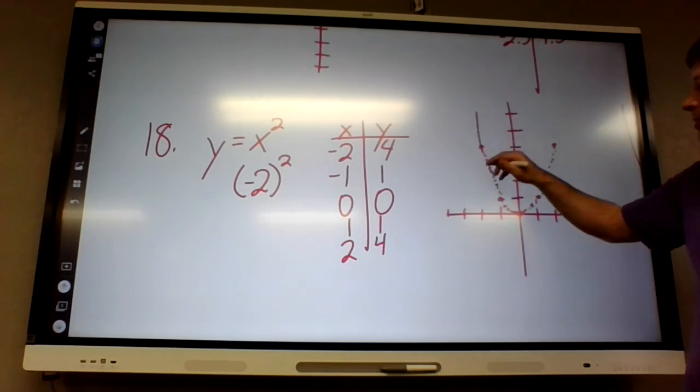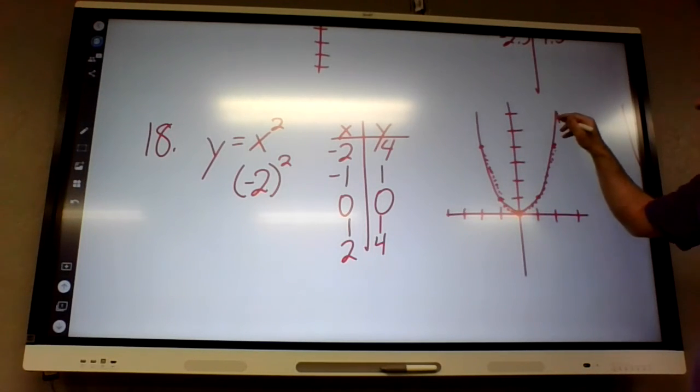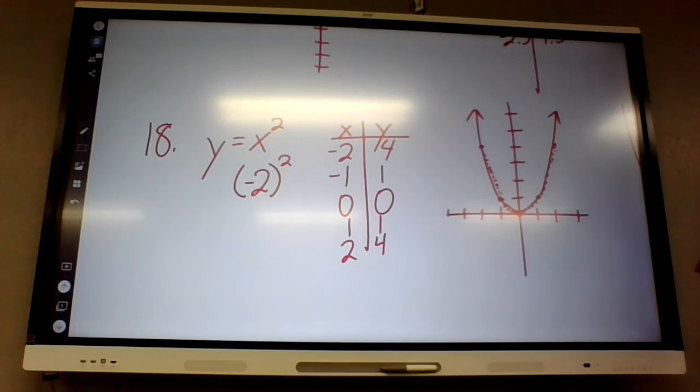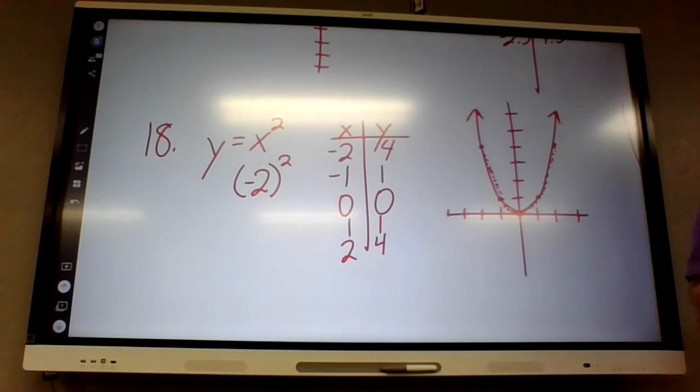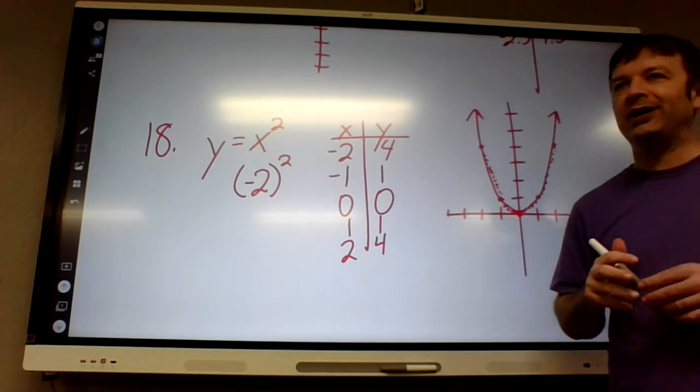Okay, the graph should look like this all the way. It's a parabola, with arrows. Why are we drawing the arrows? Because it goes forever. So on 17 and 18, the domain is unlimited. So your answer should be a solid line, not just a few dots.